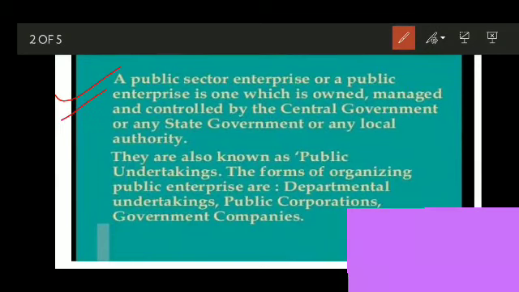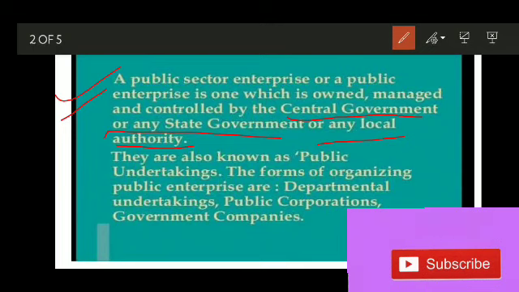So the definition goes on: a public sector enterprise or a public enterprise is one which is owned, managed and controlled by the central government or any state government or any local authority. Either the enterprise is going to be owned by the central government, by the state government, or by any local authority that again is a part of the government of the country. So that will constitute your public sector enterprise.